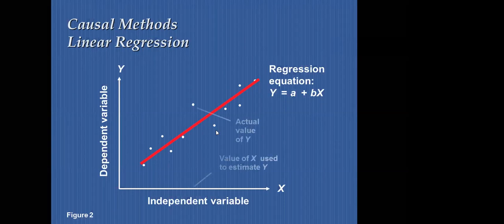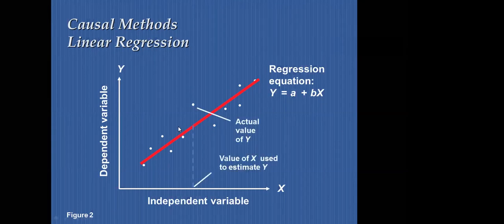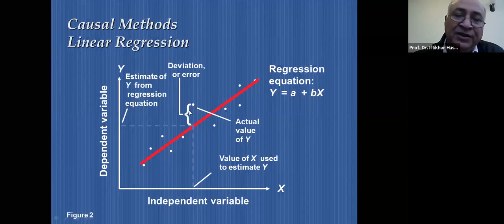These points are basically values of x to estimate y. The estimate of y is here, if you go straight, this one. So this is the estimate of y from the regression equation, and this is the error, the deviation or error from the actual value of y to this line, the regression line or regression equation line.